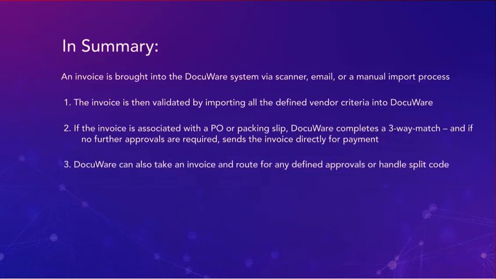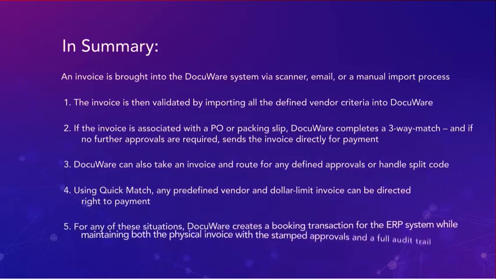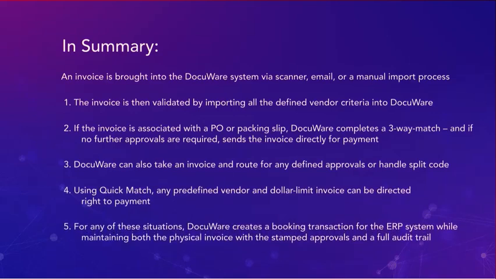DocuWare can also take an invoice and route it for any defined approvals or handle split code. Using Quick Match, any predefined vendor and dollar limit invoice can be directed right to payment. And in the end, for any of these situations, DocuWare creates a booking transaction for the ERP system while maintaining both the physical invoice with the stamped approvals and a full audit trail. DocuWare's Kinetic solution for invoice processing can be configured and in production in just a few days.